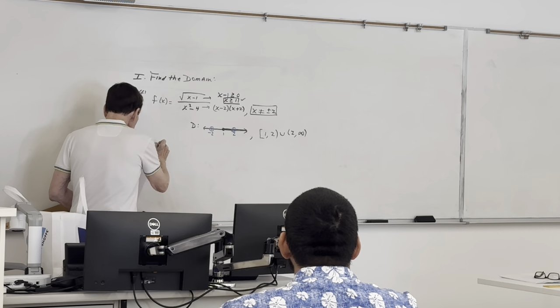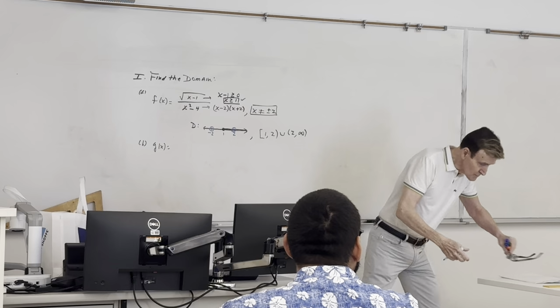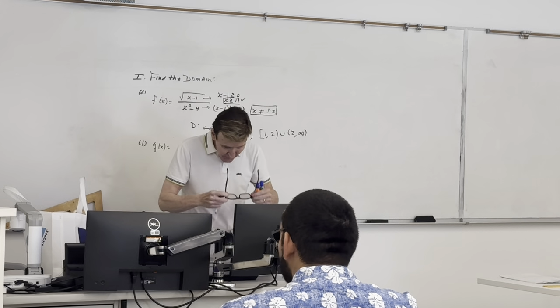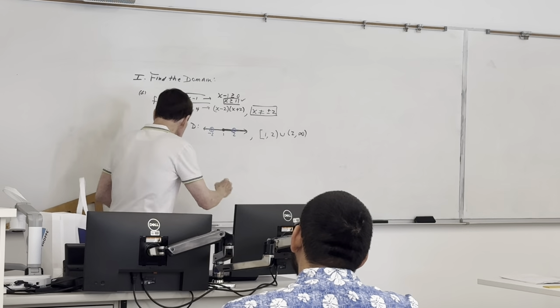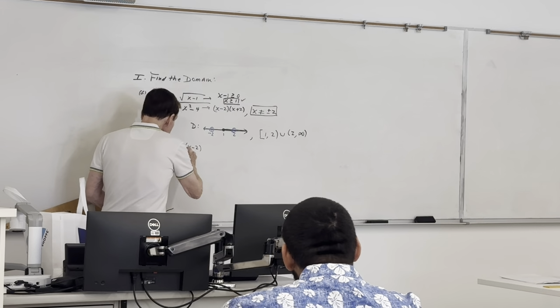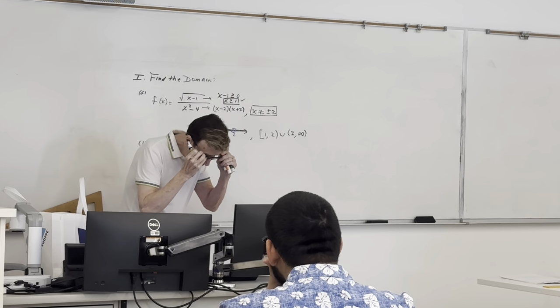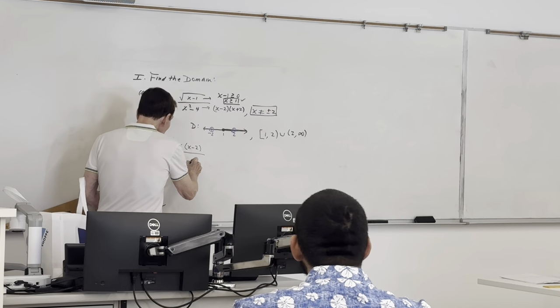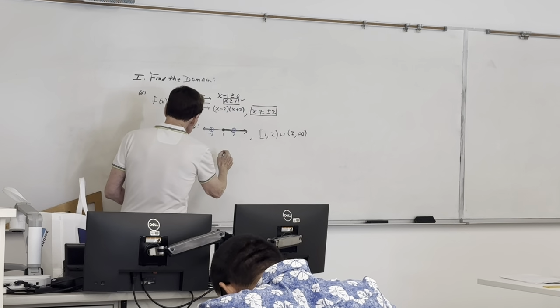Before I jump into something else, I brought some of these in. It looks like this. Beautiful. X times x subtract 2, and that's over x squared subtract 9. And I want this to happen to it.